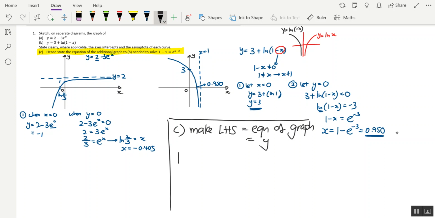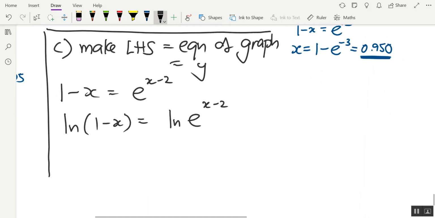So I have 1 minus x equals e to the power of x minus 2. Now 1 minus x is actually in my second graph, where I have ln (1 minus x). What I need to do is ln both sides. Ln (1 minus x) equals ln e power (x minus 2). Ln e will negate each other, x minus 2 will come down, so x minus 2 equals ln (1 minus x).